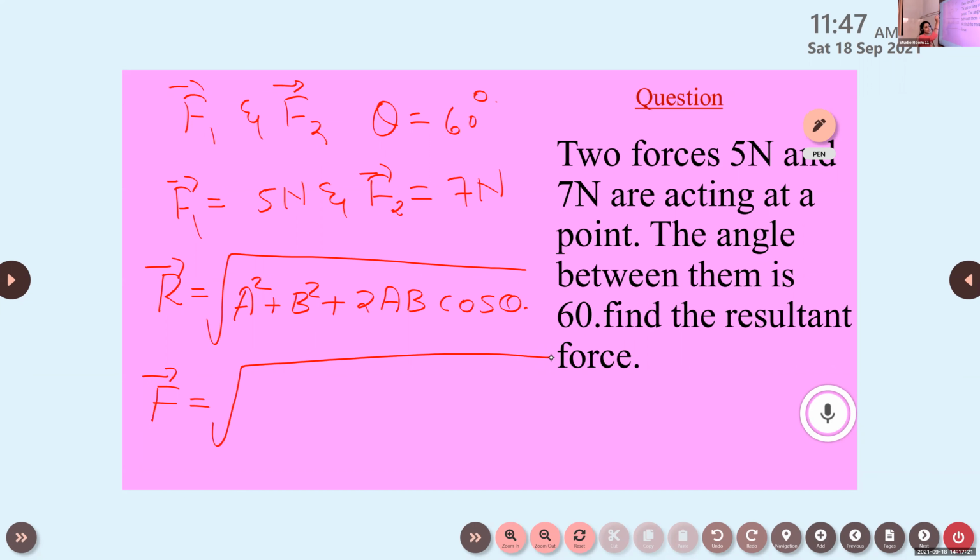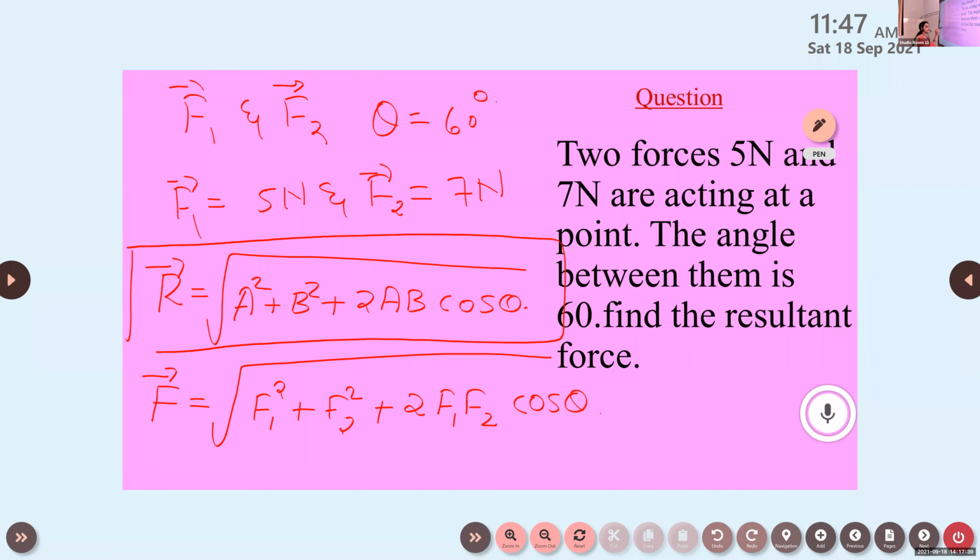We have two vectors, F1 and F2. Using the magnitudes of the two vectors, F is equal to root of F1 square plus F2 square plus 2 F1 F2 cos theta. This is the general equation for calculating the resultant vector, R equal to root of A square plus B square plus 2AB cos theta, but instead of A and B, here we have the two force vectors F1 and F2.